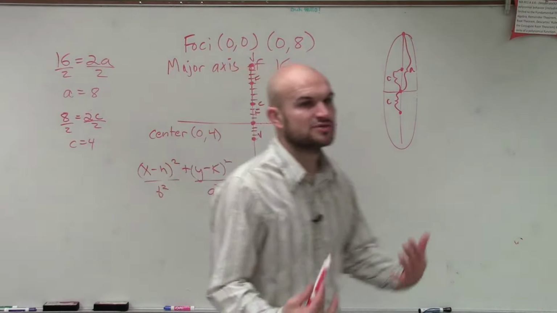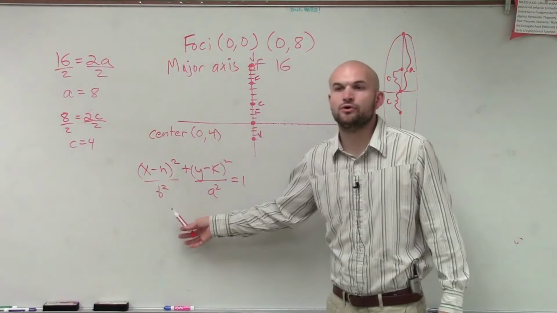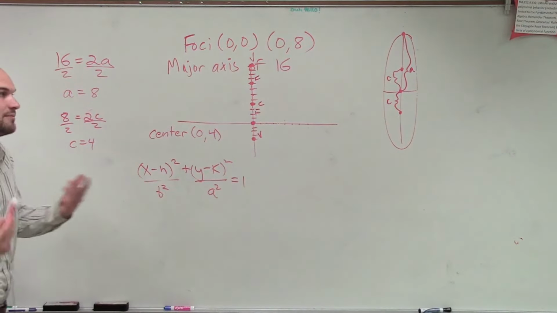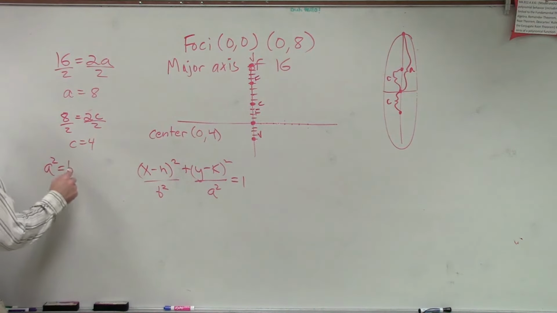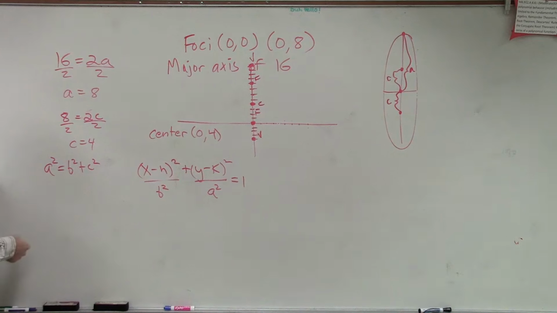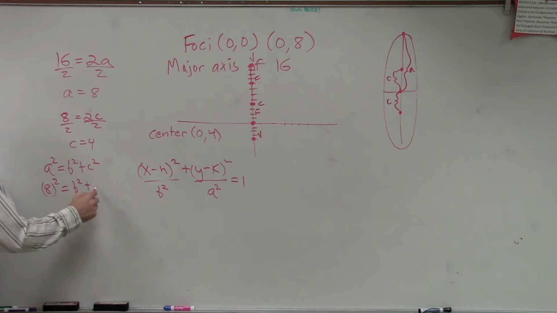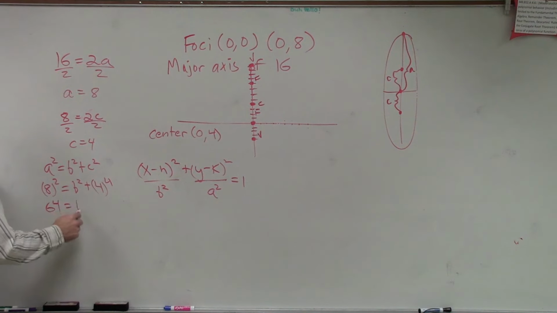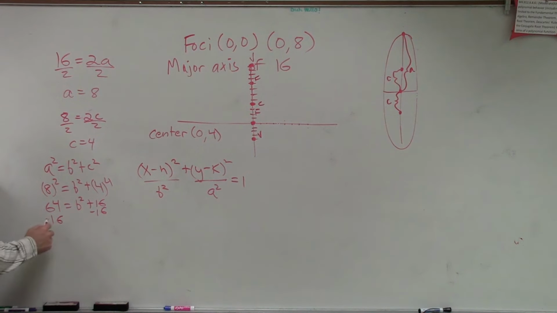So what we're going to do is plug in that information. The one last piece of information we need to figure out, though, is we don't know what b is, do we? But we now know what a and c are, and we talked about the relationship between a and c. It's going to be a squared equals b squared plus c squared, right? So therefore, we could say 8 squared equals b squared plus 4 squared. So therefore we have 64 equals b squared plus 16 minus 16.